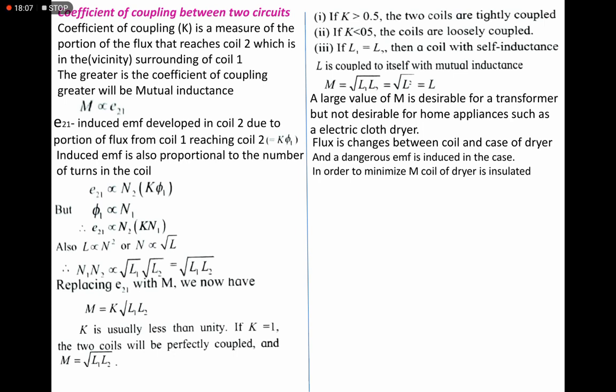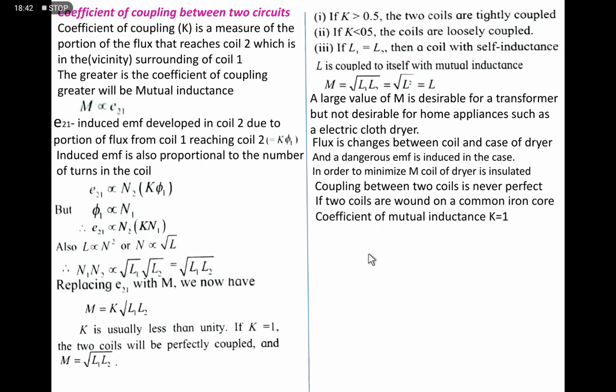insulating the coil of the dryer. If the coil of the dryer is insulated, less flux, or no flux, will be linked with the case, and it will not be harmful. So in the case of the dryer, mutual inductance should be minimized, and we can minimize it by insulating the coils. Coupling between two coils is never perfect.